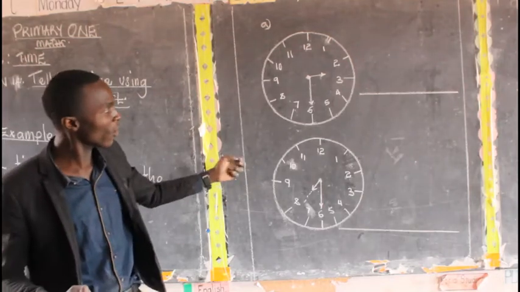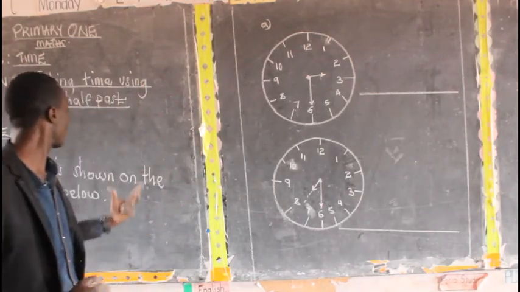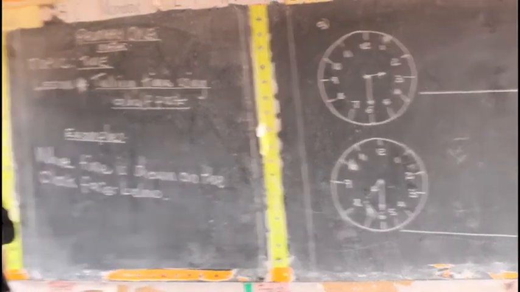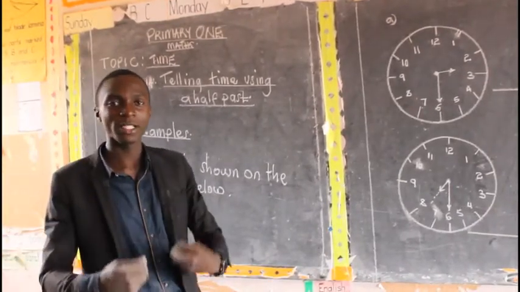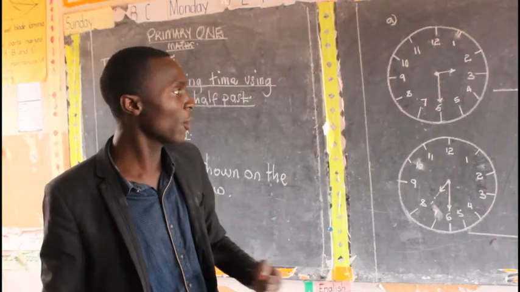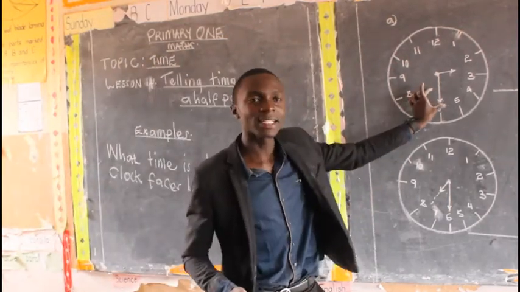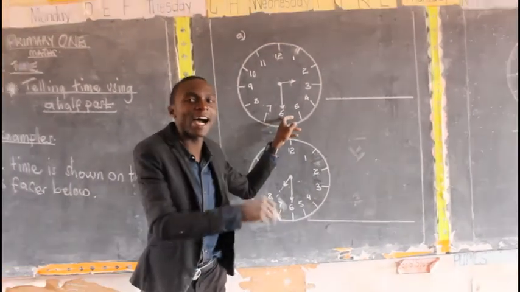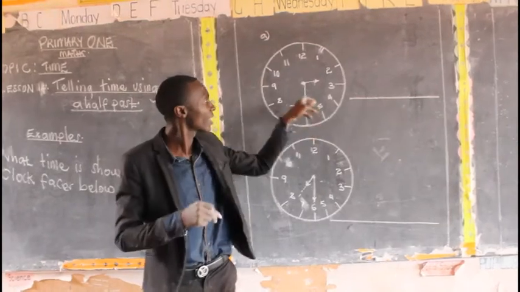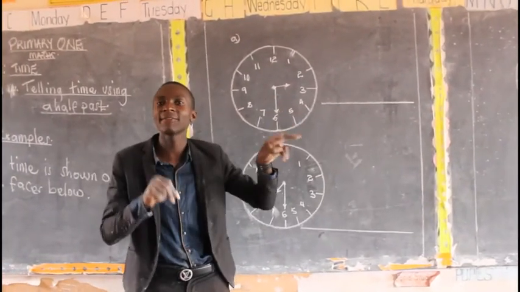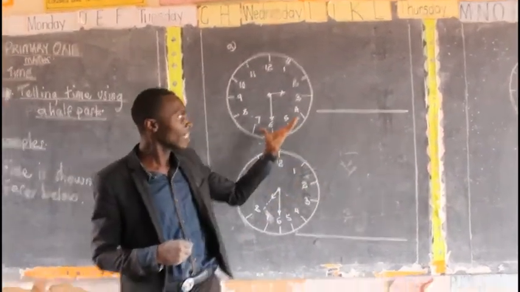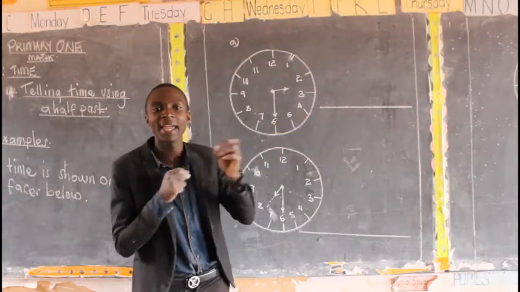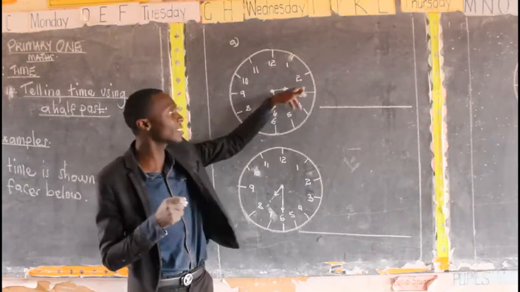So now we are going to look at telling time using a half past. Our question is saying, what time is shown on the clock faces below? We see here that the long minute hand is facing 6. That's why we are going to say it is a half past, because the long minute hand is facing 6. But now here, the short hour hand is not facing the exact digit. It is facing just in the middle.